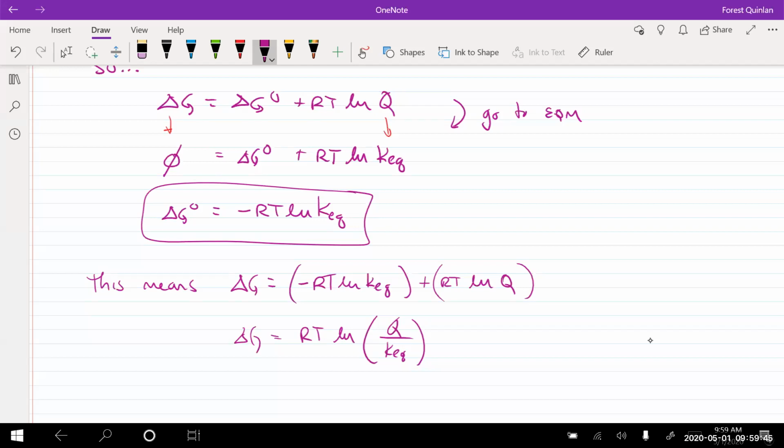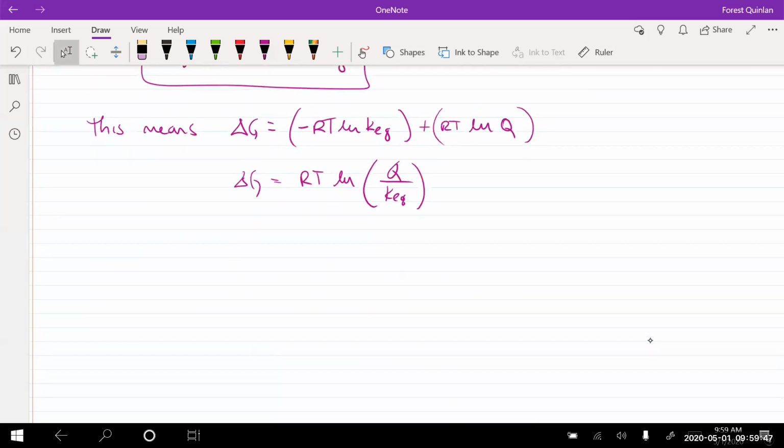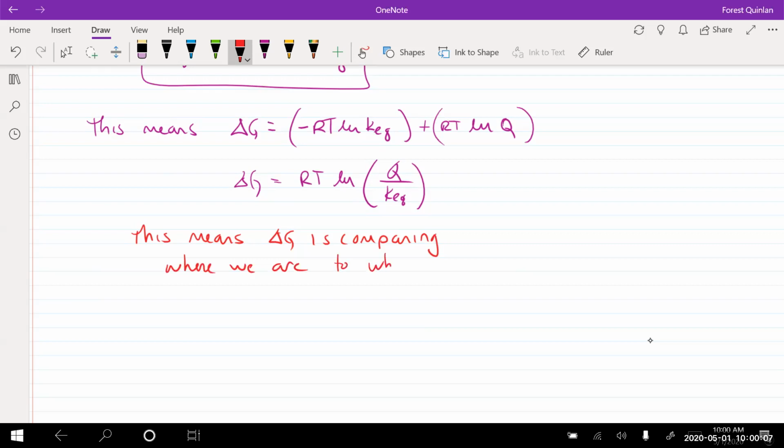So the delta G is comparing where we are to where we're going. So this means delta G is comparing where we are to where we're going.